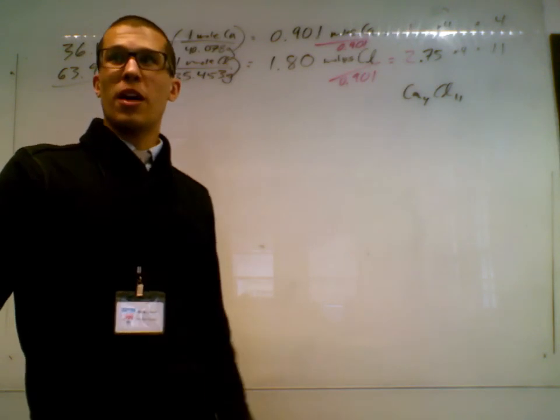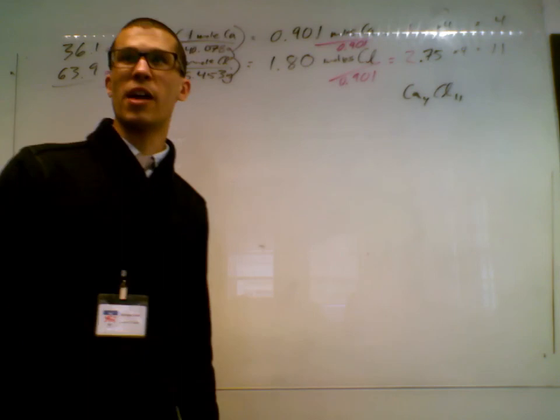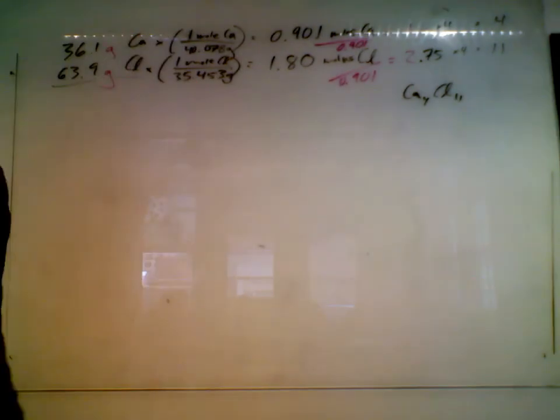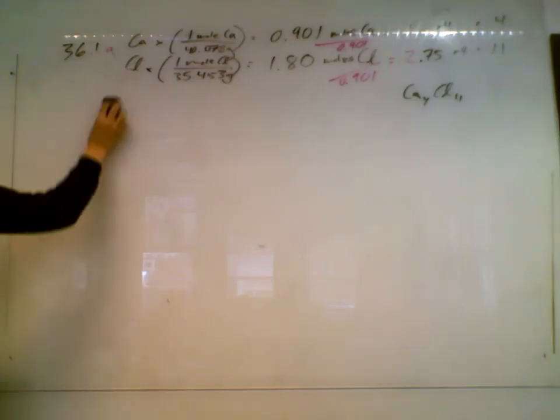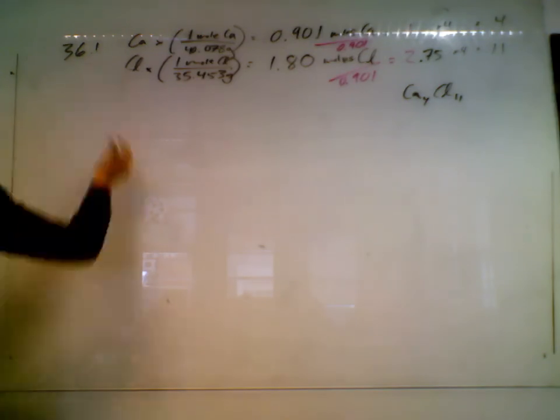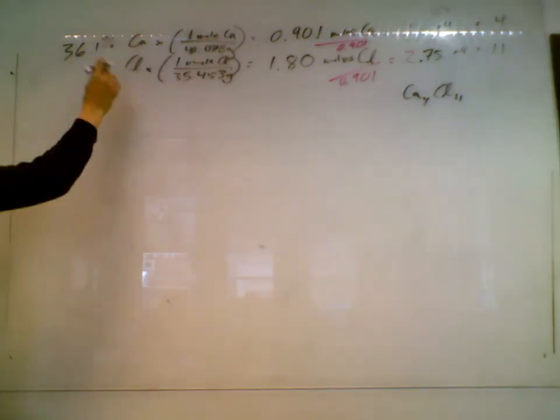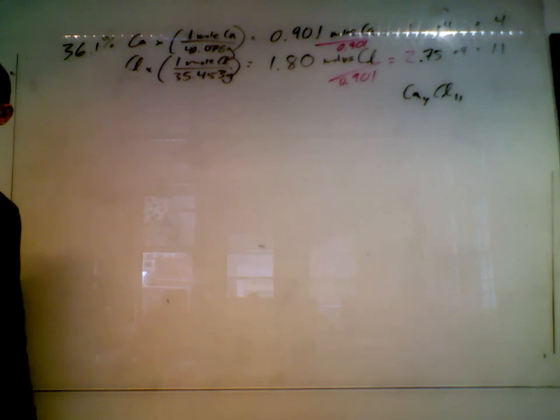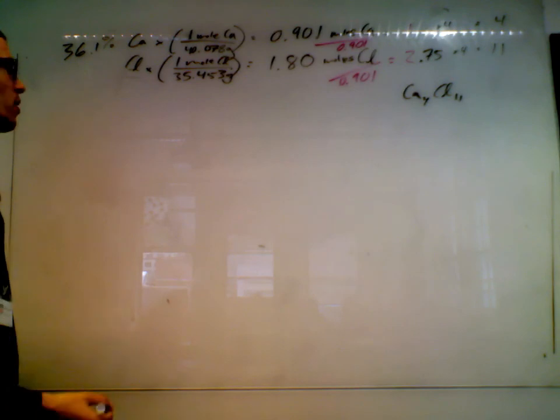Another thing I could do to make it more difficult would be to not give you this percentage. I say 36.1% is calcium, and the rest is chlorine. But that's easy though, right? Yeah, you just have to subtract from 100.